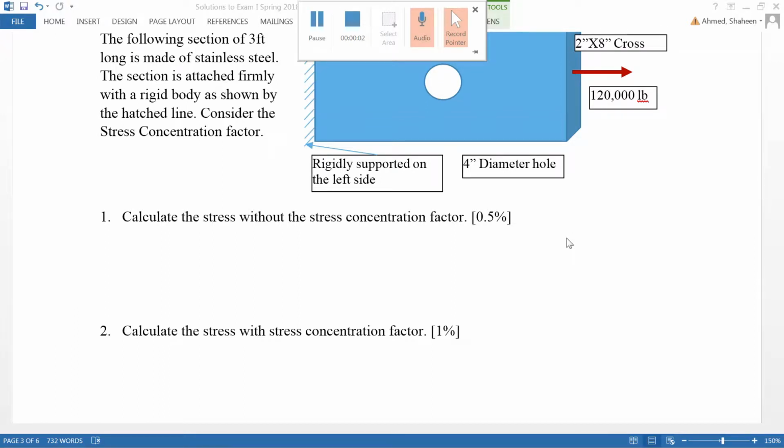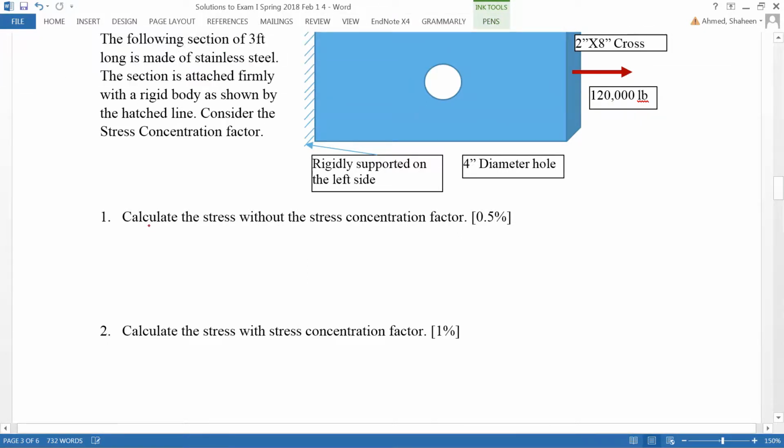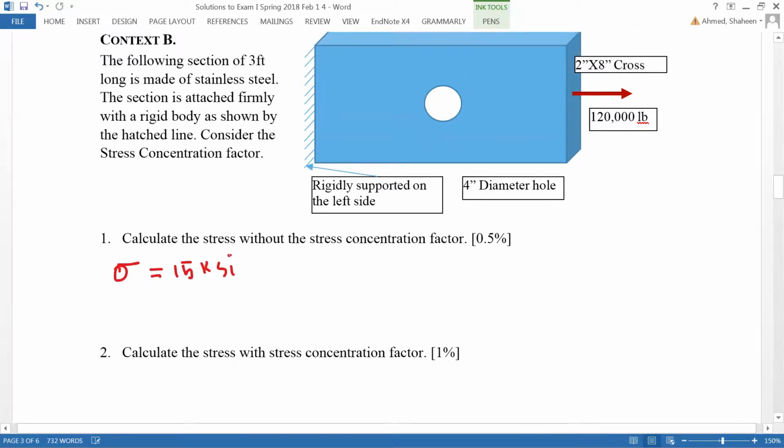In this example, we'll show you how to consider the stress concentration factor in your stress calculations. If you remember, we calculated all this stress before for this example to provide the stress strain examples earlier. The calculated normal stress for this piece was 15 ksi. We can just carry it from the earlier calculation. Now this was without the stress concentration factor.